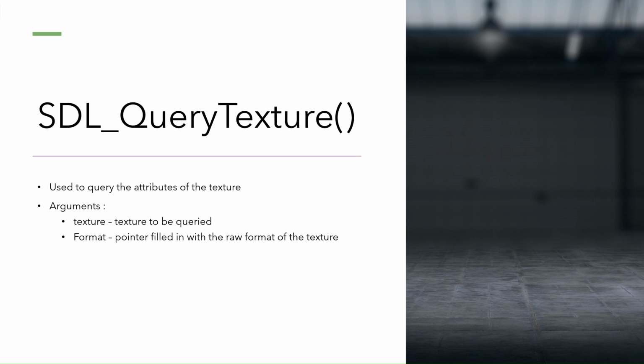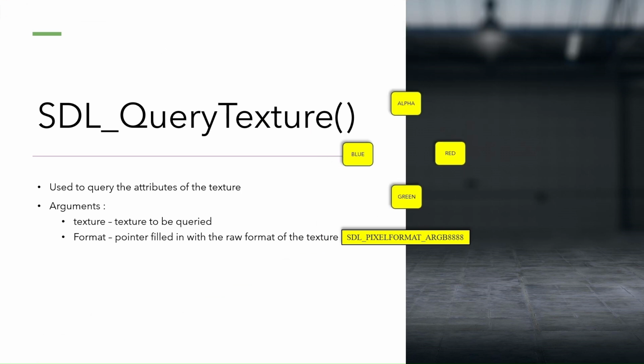But to give you an example, there is one that is called SDL Pixel Format ARGB 8888. ARGB indicate the 4 channels alpha, red, green, and blue, and the 4 8s at the end indicate that each of these channels will occupy 8 bits of storage, which means that per pixel, this format will take up 32 bits or 4 bytes of storage.